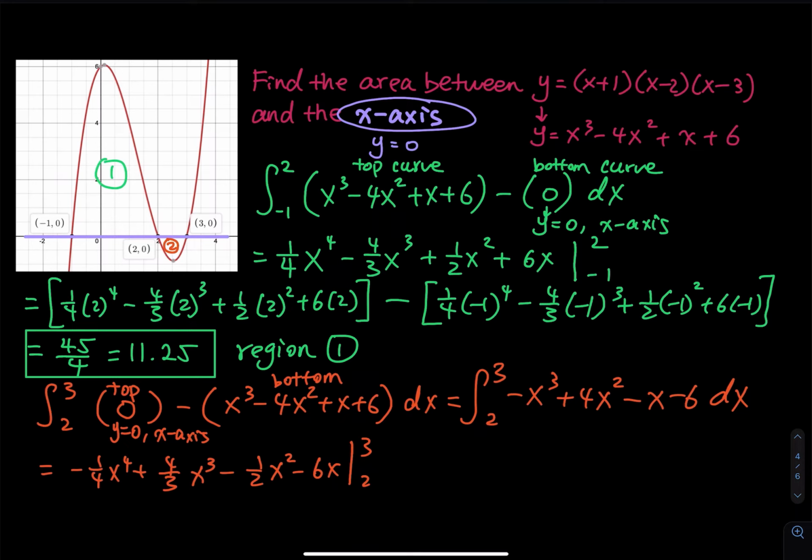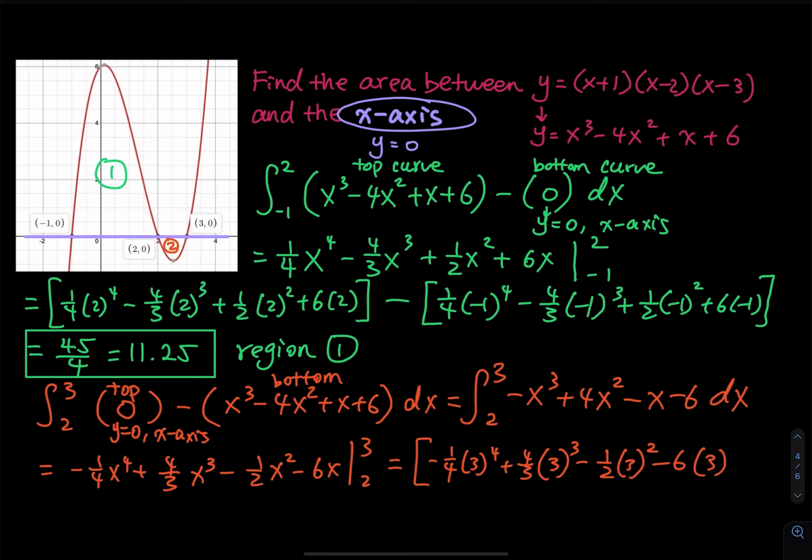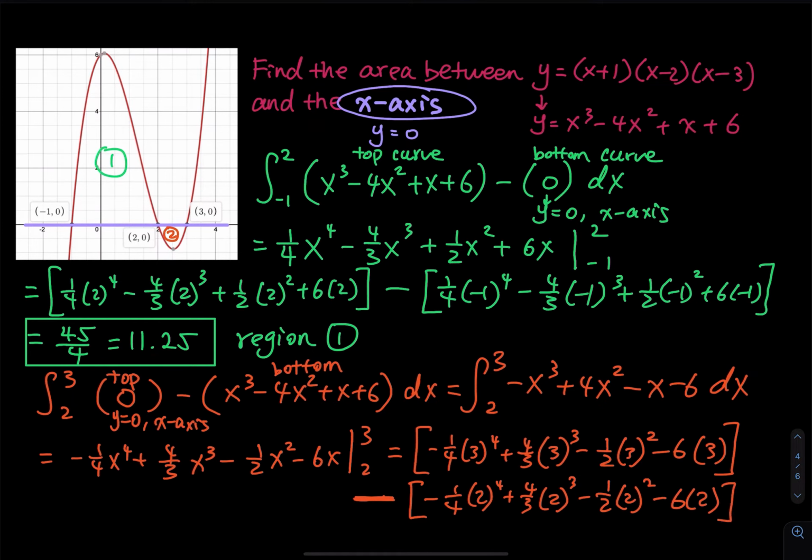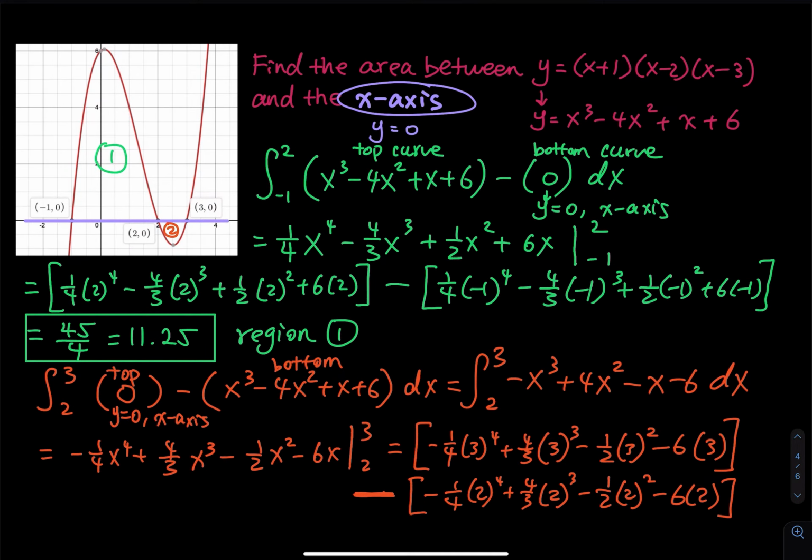And then you will be taking the top curve minus, applying the fundamental theorem of calculus. So plug in the 3: negative 1 over 4, 3 to the 4th power, and then plus 4 over 3, 3 to the 3rd power, minus 1/2, 3 squared, and then minus 6 times 3. This is only for the upper limit, and then a big minus sign, subtract the lower limit: negative 1 over 4, 2 to the 4th, plus 4 over 3, 2 to the 3rd, minus 1/2, 2 squared, minus 6 times 2. So let me double check really quick.